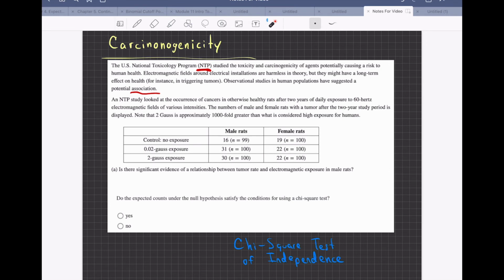But well, an NTP study looked at the occurrence of cancers in otherwise healthy rats after 2 years of daily exposure to 60 Hertz electromagnetic fields of various intensities. The numbers of male and female rats with a tumor after the 2-year study period is displayed. Note that 2 Gauss is approximately 1,000-fold greater than what is considered high exposure for humans. And there you have this table. Question, is there significant evidence of a relationship between tumor rate and electromagnetic exposure in male rats?